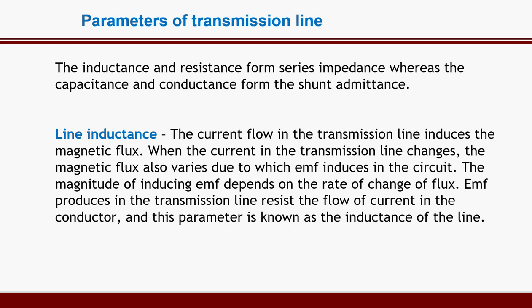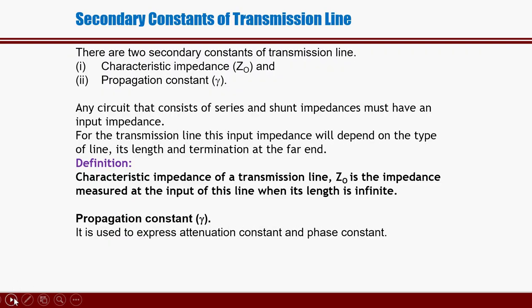After seeing all the primary constants, that is R, L, G and C, we are going to see the secondary constants next, which are characteristic impedance Z0 and propagation constant gamma. These are the constants that depend upon the primary constants. Hence they are called secondary constants.